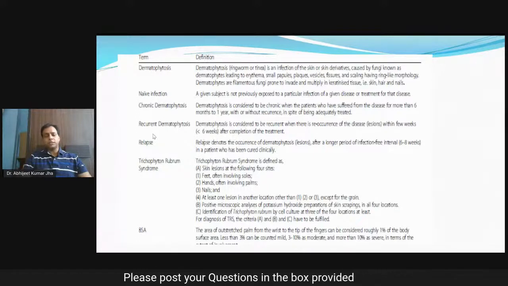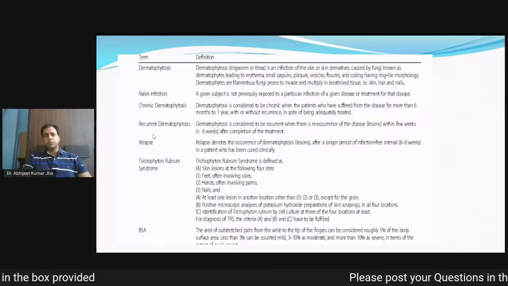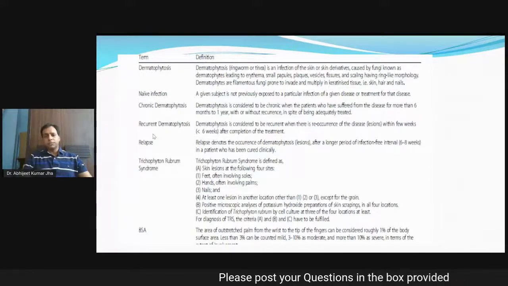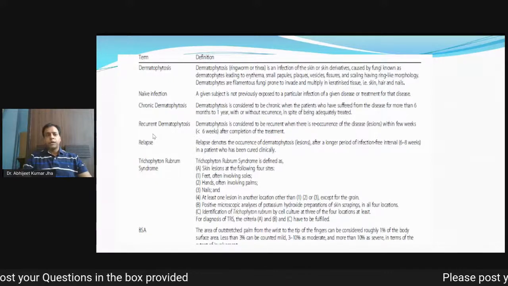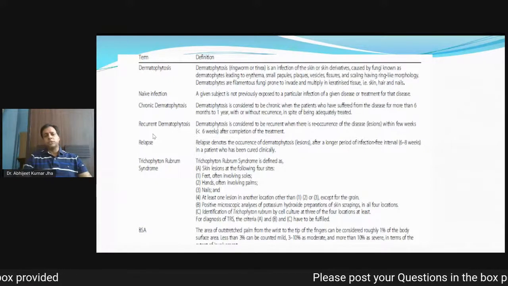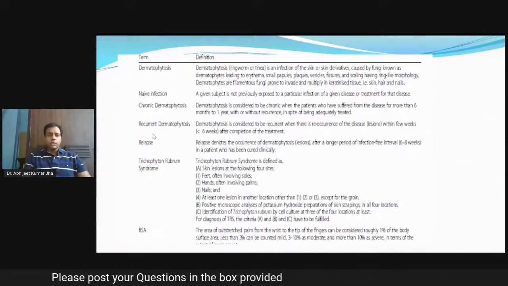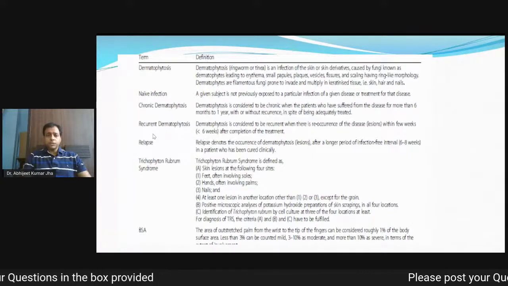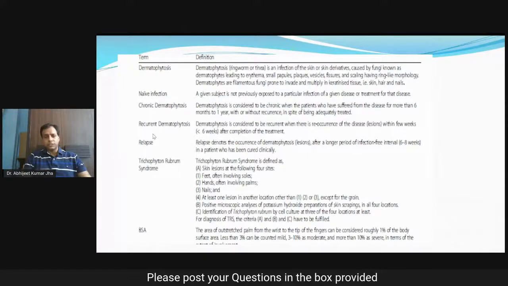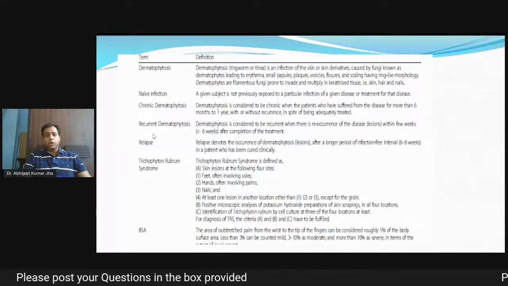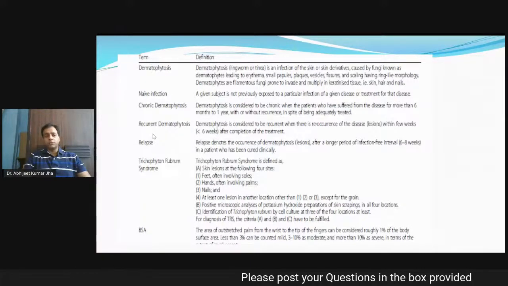Now there's a term called naive infection. This is the first time an infection happens to a person, or when a person comes to us and is not taking any treatment for that particular disease. The other three terms, which are very important, are chronic dermatophytosis, recurrent, and relapse. Now we need to differentiate between chronic, recurrent, and relapse. Chronic infection is when a person who has already suffered from the disease for more than 6 months to 1 year, with or without recurrence, in spite of being adequately treated, is called chronic dermatophytosis.